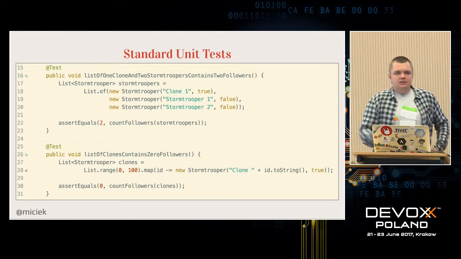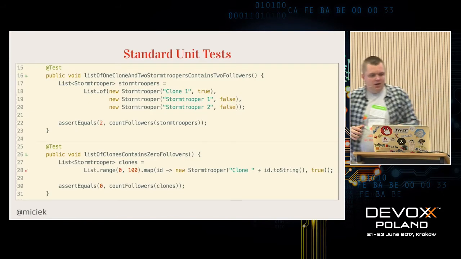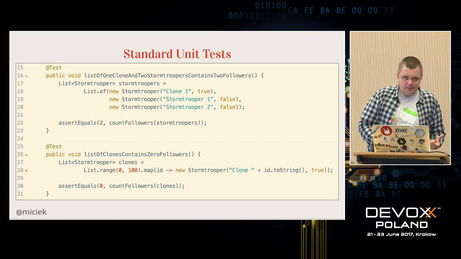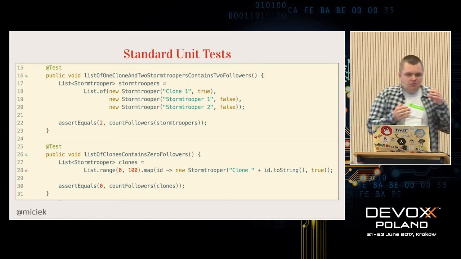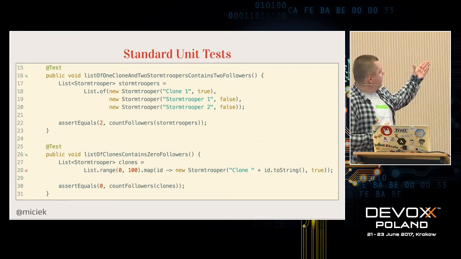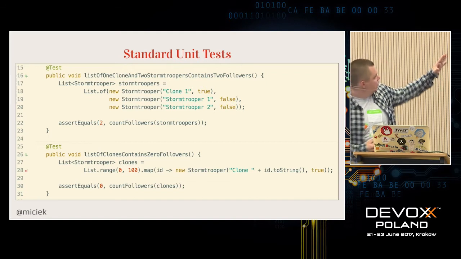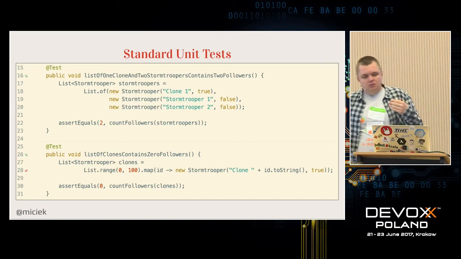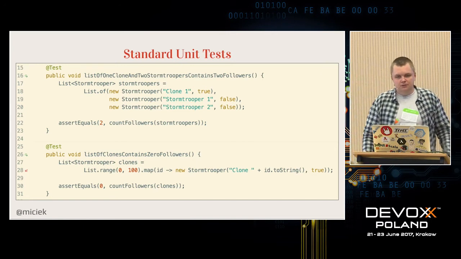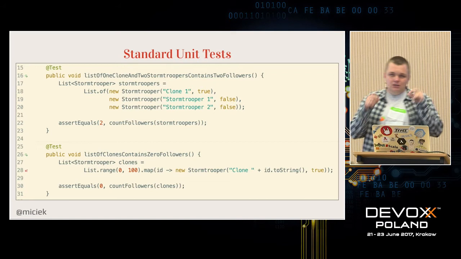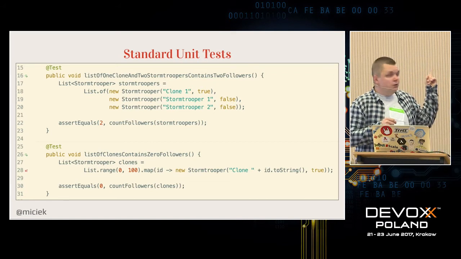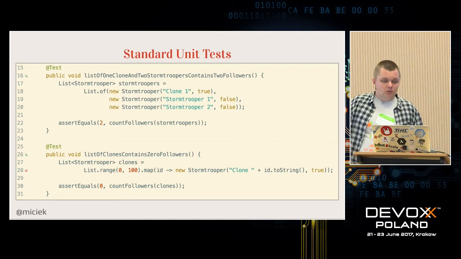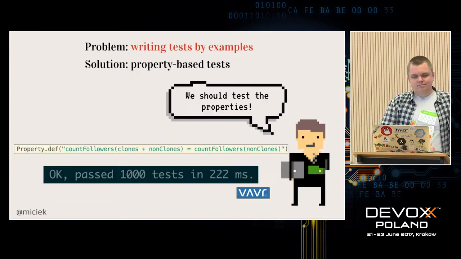So, a standard unit test. Imagine that you want to create a unit test for your functionality of counting the followers. We need to be able to count only the non-clones, right? So the standard unit test may look like that. The first one, we provide an example. The example is a list of 3 stormtroopers, and then we just assert that 2 of them should be counted as followers. And another example, and another. This is a very, very small functionality, and even those 2 cases, those 2 unit test examples, are not enough to cover every possible case. So yeah, we can do better.